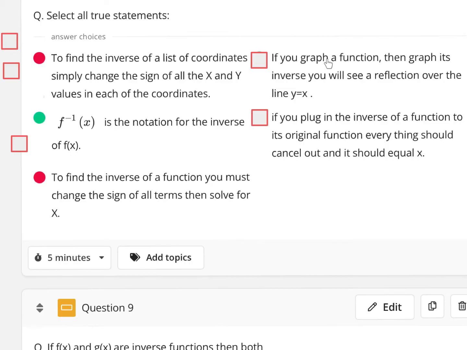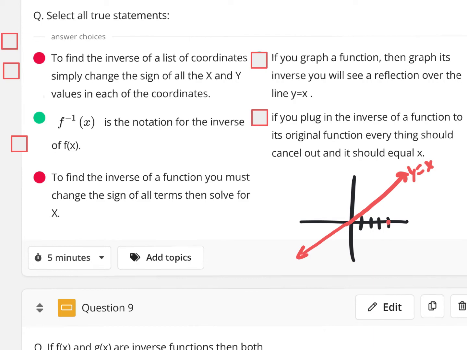Moving on over here. If you graph a function, then graph its inverse, you will see a reflection over the line y equals x. That is absolutely true. So when we graph a function, even if it's a coordinate, let's say you go to the coordinate 4, 0, and you put a dot right there. Your line y equals x is a diagonal that goes perfectly through the origin like that. This is the line y equals x.